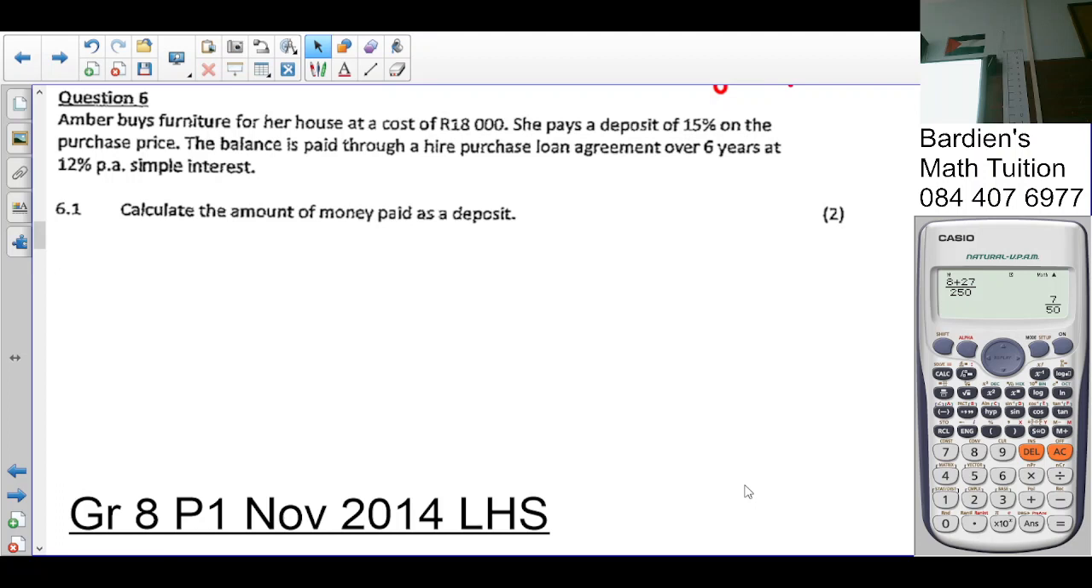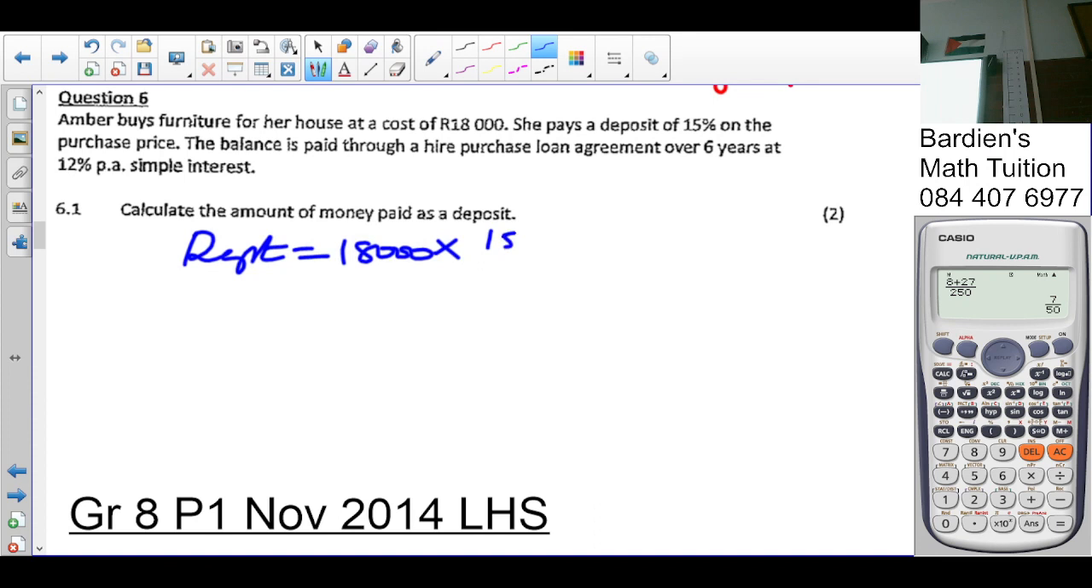So to calculate the deposit, it is going to be the cash price, which is 18,000 times 15%, so it's 15 over 100. So it's going to be 18,000 times 15 over 100. It gives you 2,700 rand. 2,700. Okay.